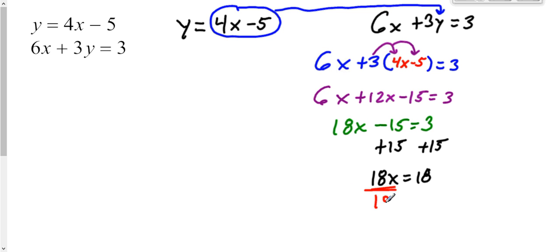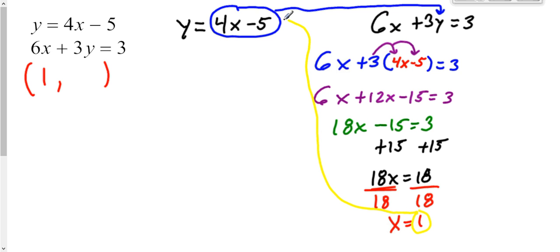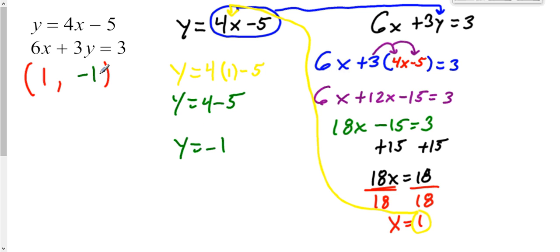There we go. Divide by 18 on both sides, and x equals 1. Once again, that is only one of our answers. So I'm going to take that x equals 1, substitute it back in right here. Y equals 4 times 1 minus 5. That gives us 4 minus 5. 4 minus 5 is negative 1. And there we have it.